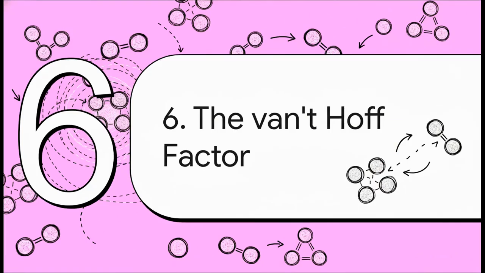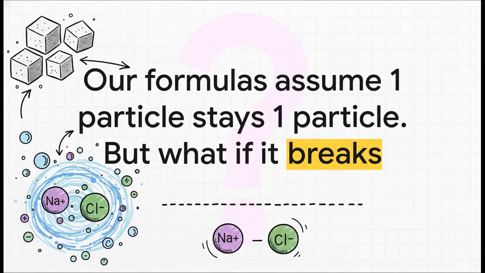All our math so far has made a big assumption that when we put one particle in, it stays as one particle. But what if it breaks apart? This is the key question. Think about it. When you dissolve something like table salt, NaCl, in water, does it just float around as a single NaCl unit? The answer is a huge no, and figuring this out was a massive leap forward.